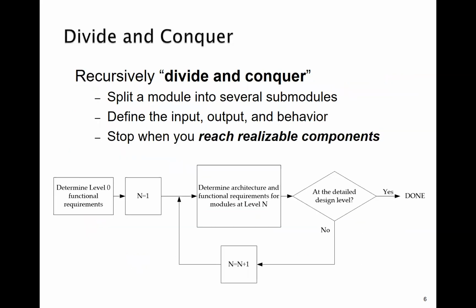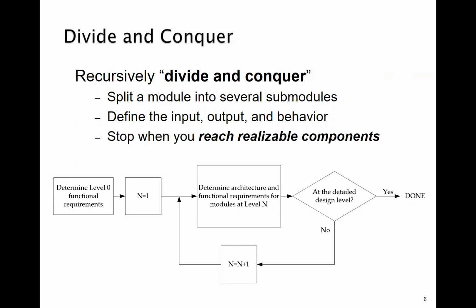So let's see divide and conquer. We split a model into several submodules and then define the input, output, and behavior. We iterate this until we reach realizable components, and then we stop.